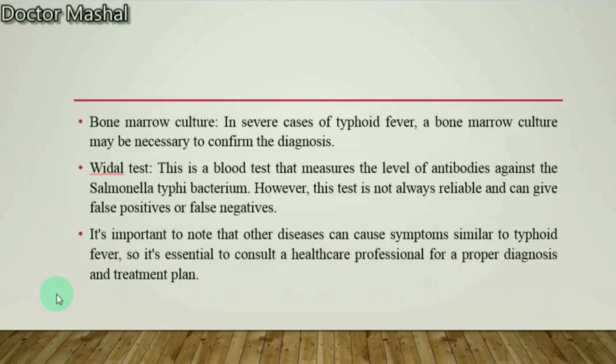And fifth, the Widal test, which uses two antigens for typhoid fever, which are TO and TH. This is a blood test that measures the level of antibodies against the Salmonella typhi bacteria. However, this test is not always reliable and can give false positive or false negative results.